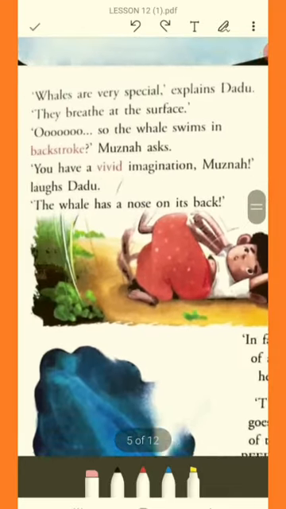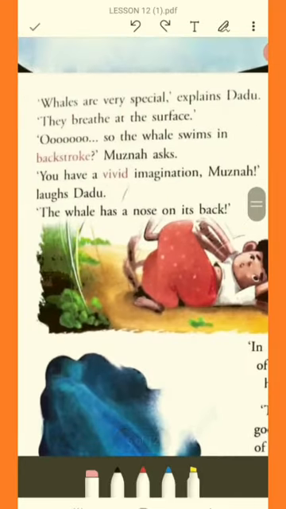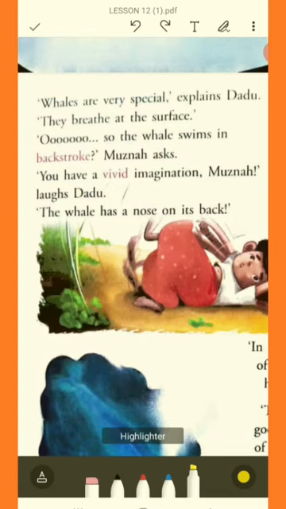So Dadu says, whales are very special. They breathe at the surface. Clear? They do not breathe underwater. They breathe at the surface. Oh, so the whale swims backstroke, Muzna. So he says, oh, I see. Now the whales must be swimming backstroke. You have a vivid imagination, Muzna.